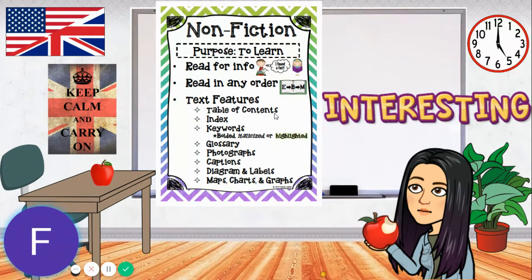It has a table of contents. It can have an index, keywords, glossary, photographs, captions, diagrams and labels, maps, charts, and graphs. Okay. Did you remember about all of this? Okay, those are the characteristics of nonfiction.